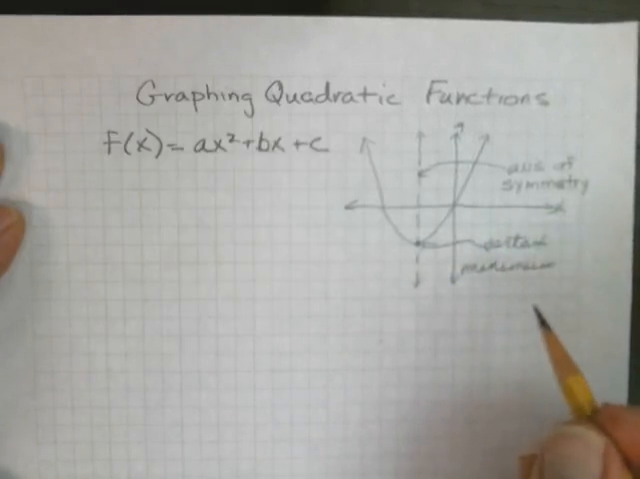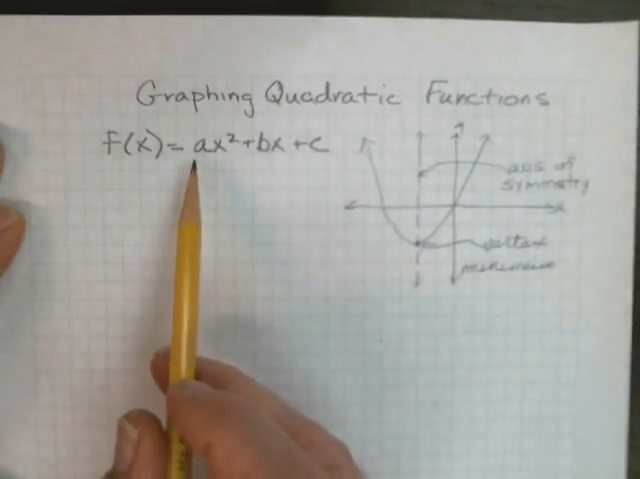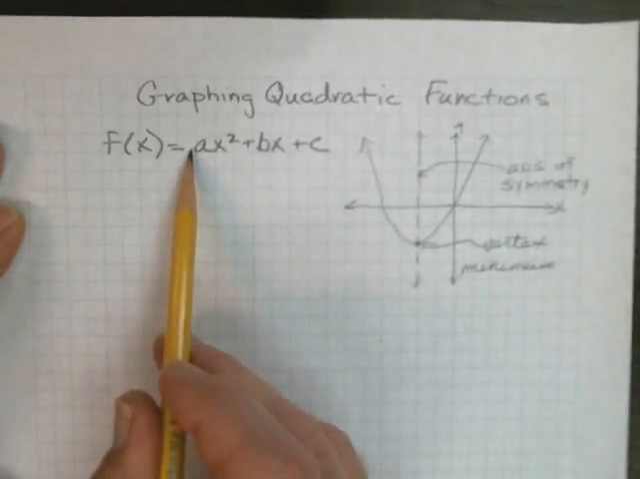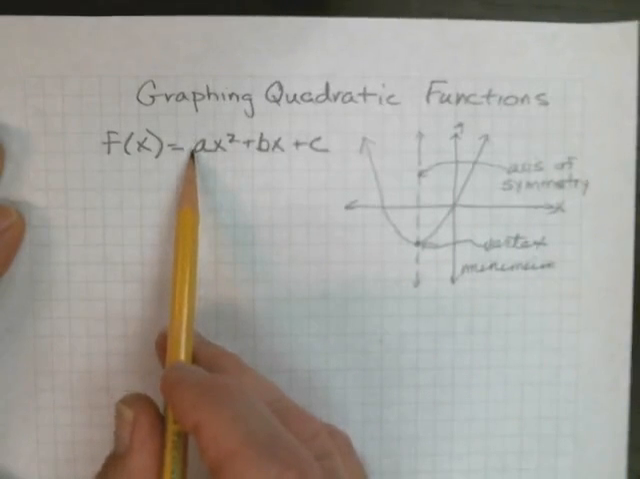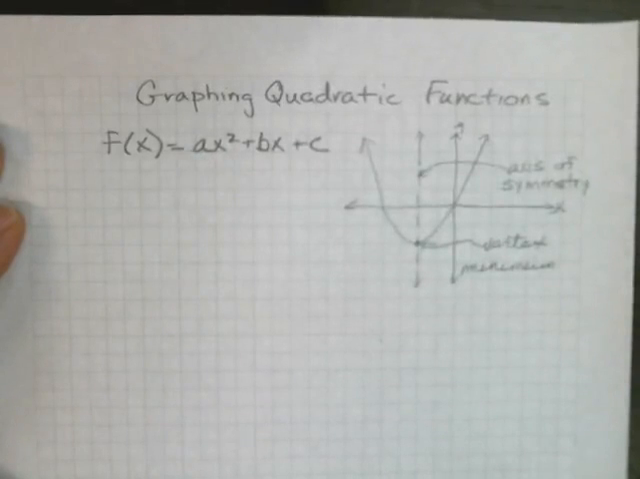Okay? We could have a downward-facing parabola. If we have a downward-facing parabola, we have a negative coefficient for the a coefficient here. It doesn't have to be 1, but it's a negative coefficient. Okay, so that's a little background, and that's going to help us graph these.